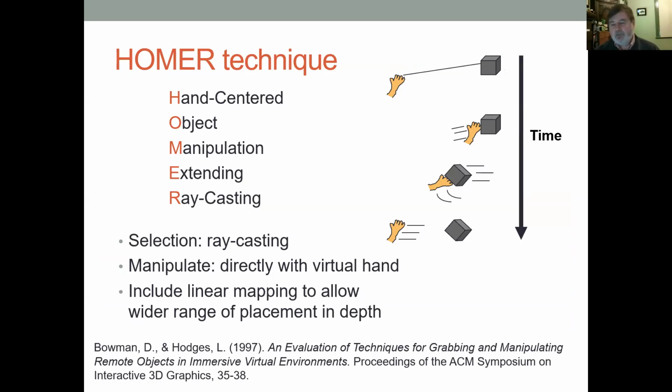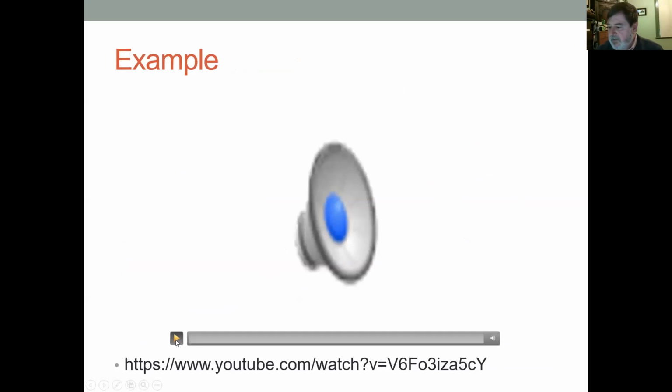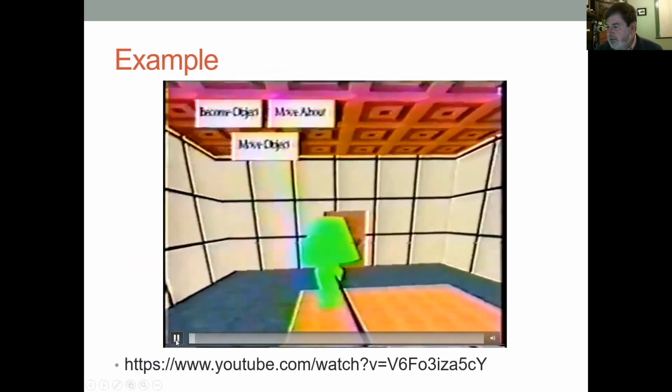Now, part of the problem is when I manipulate something far away, I can grow my arms out, but then we have this long lever problem again. So what Homer does is it says, select something, bring it close to me, I manipulate it, and then send it back. Okay, and so here's a simple video that kind of shows this.